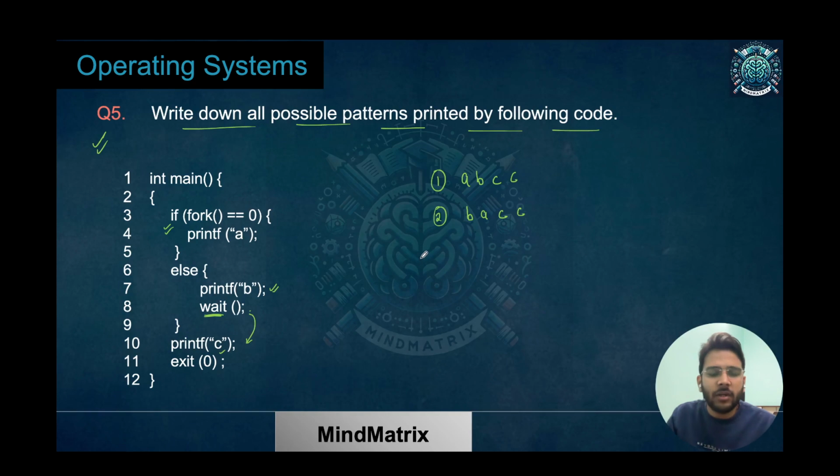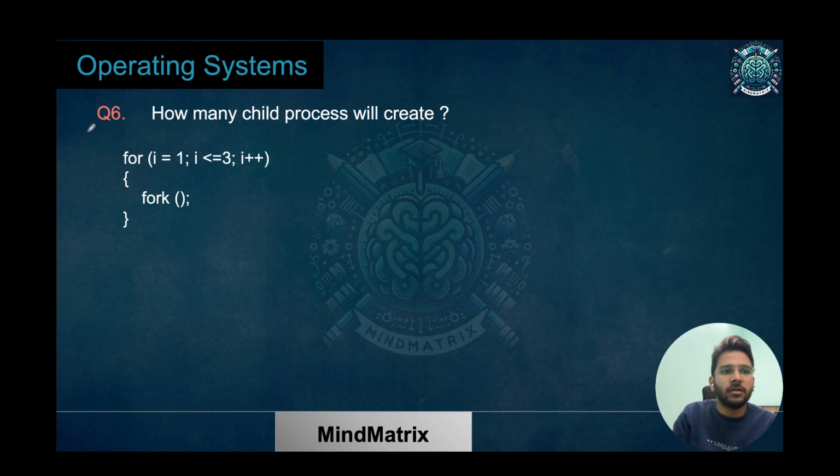What other possibility we can have? There is one more possibility. If the child is executing first, we can have A here, right? There is a possibility that the child will be executing its printf statement first, C also, and then the parent is scheduled, so the parent will be printing B, and then at the end the parent will be printing C. So these are the three patterns that are possible here. I hope it is clear to you. Let's proceed to the next question.